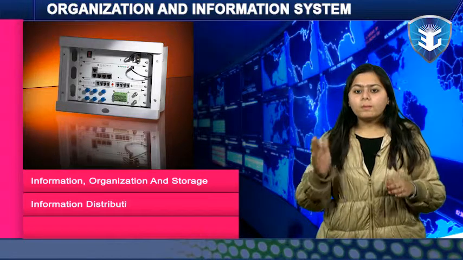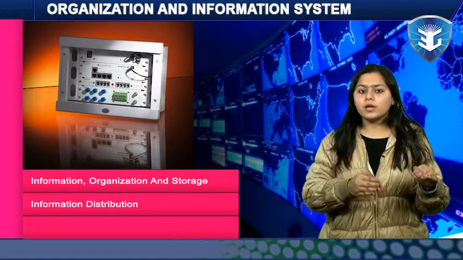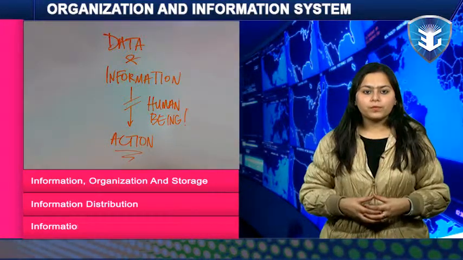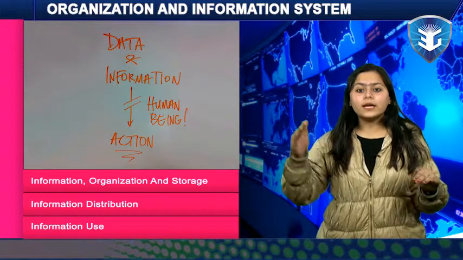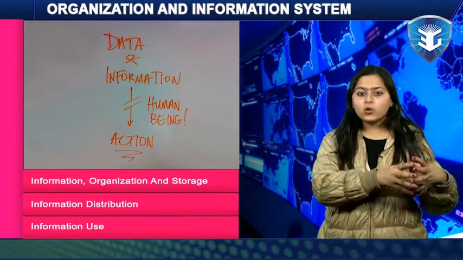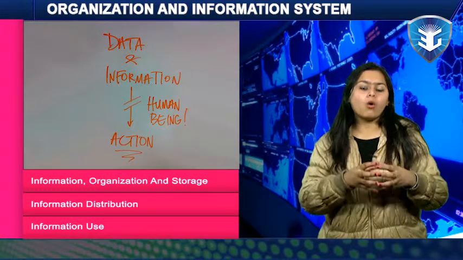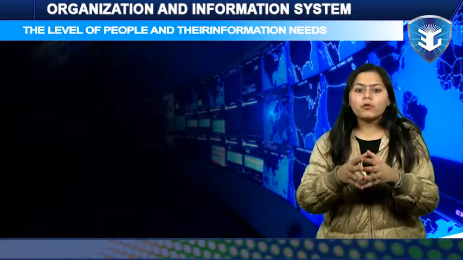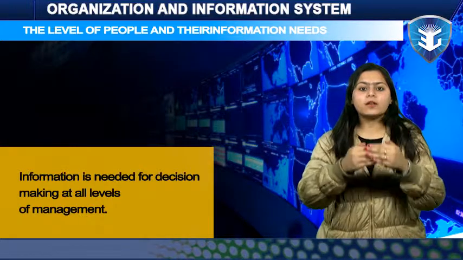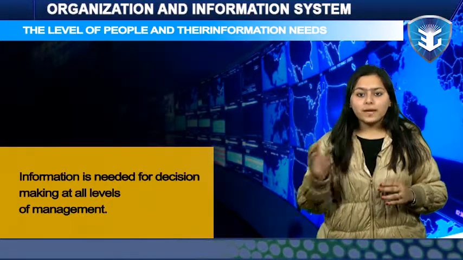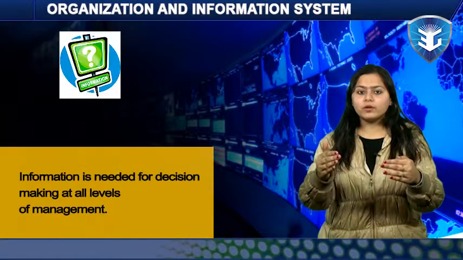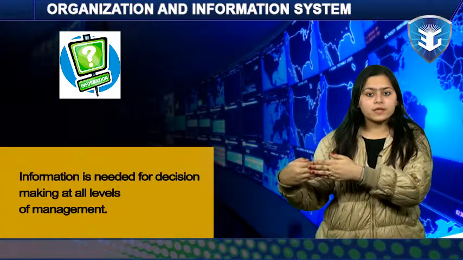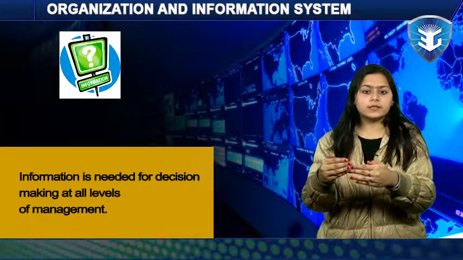Information distribution. The purpose of distributing information is to encourage the sharing of information. Information use. Information use is a dynamic, interactive social process of inquiry that may result in the making of meaning or the making of decisions. Information is needed for decision making at all levels of management. Managers at different organizational levels make different types of decisions, control different types of processes, and have different information needs.